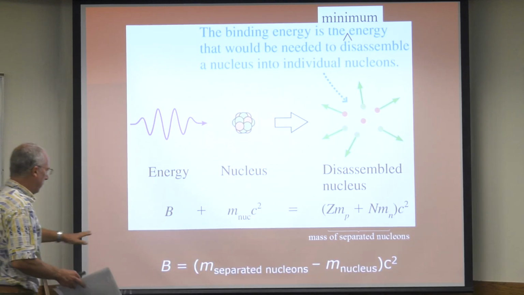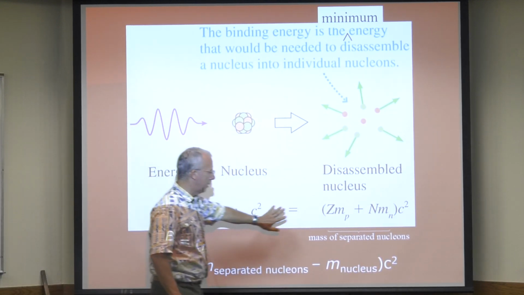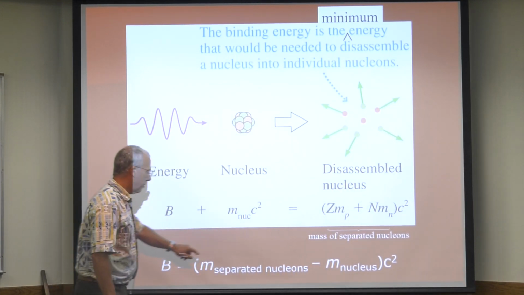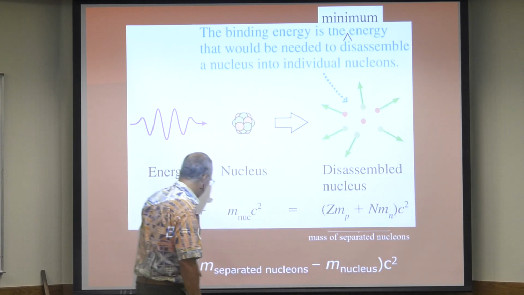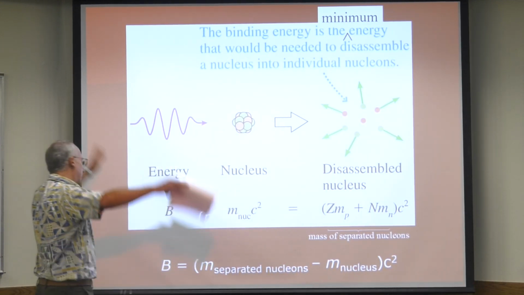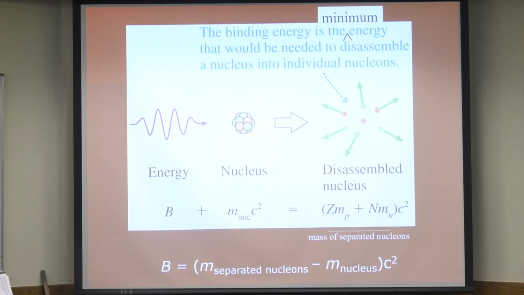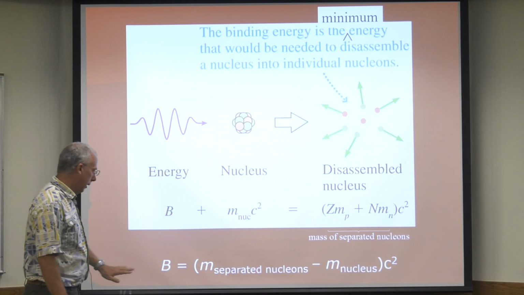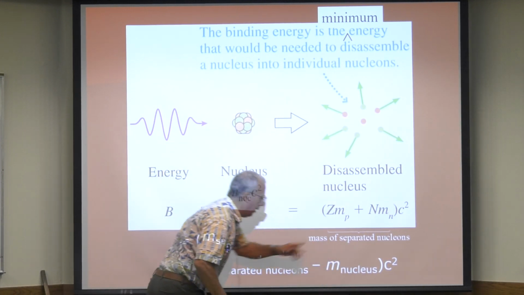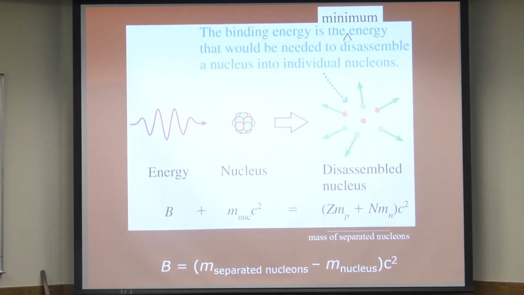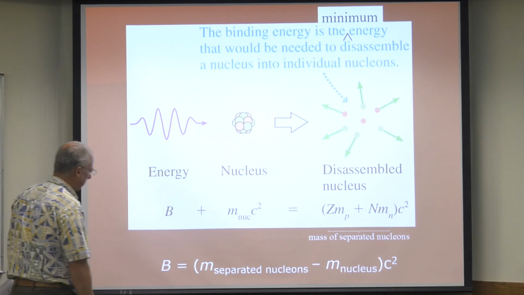So if you want to calculate B, you just take this and subtract that. There it is, right? So this is the mass of the separated nucleons. Subtract the mass of the nucleus, multiply by c squared. Ta-da! So binding energy: E equals mc squared, where m is the mass difference, and then you multiply it by c squared. That doesn't sound all that difficult, right? It's not all that challenging.